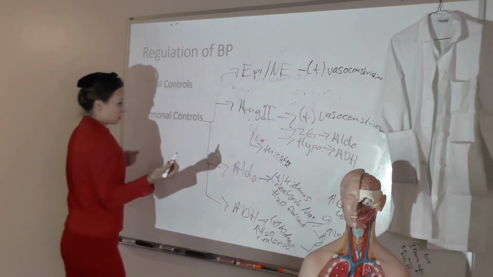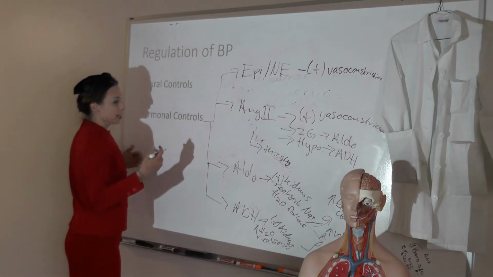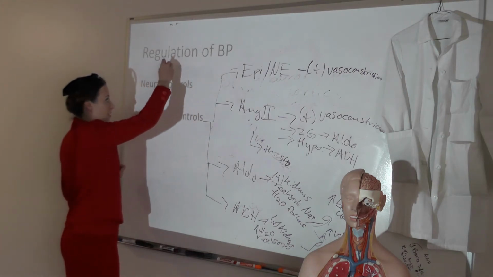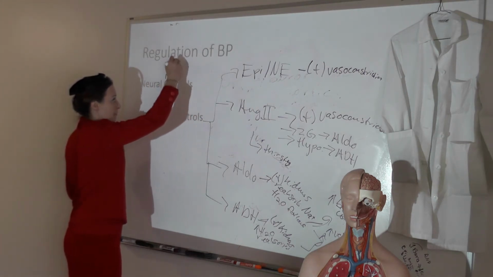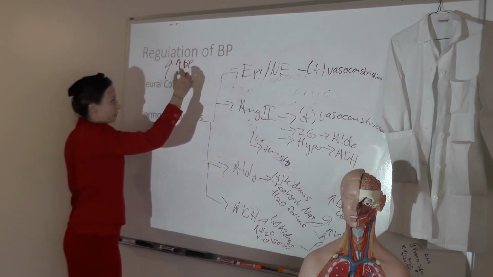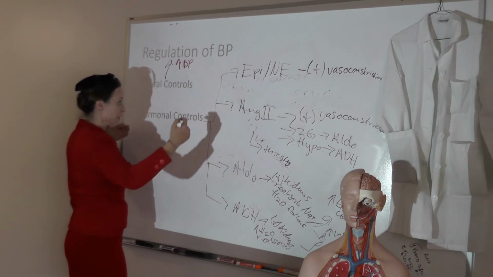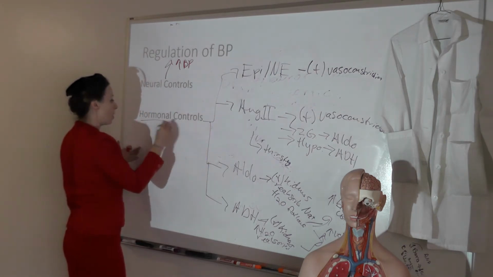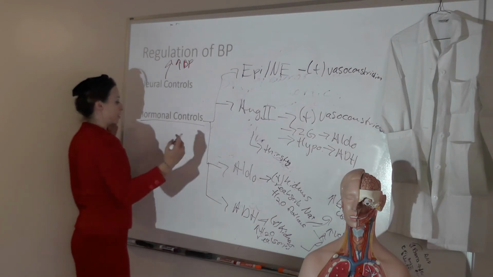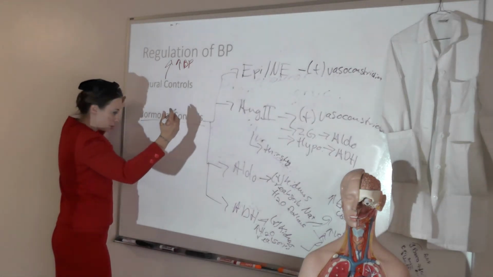So, okay, what about if we have an increase in blood pressure? Well, we said if we had an increase in blood pressure, did we say this? We better have. If we had an increase in blood pressure neurally, in the neural control pathway, it was going to stimulate the vasomotor center to allow for vasodilation. Hormonally, if there's an increase in blood pressure, this is going to stimulate the atria of the heart.